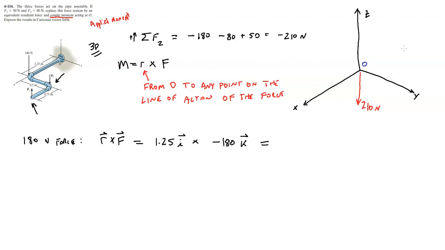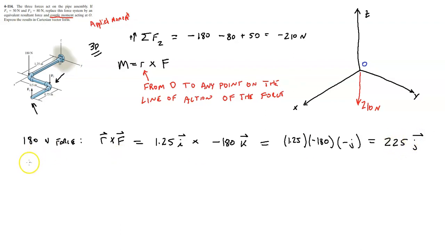So it turns out I cross K is negative J, right? But there's also a negative in here, so what we really have is 1.25 times minus 180 times negative J. Because there's a negative there and a negative there, two negatives make a positive, and so you're going to get 225J. Okay, cool. We got that one.